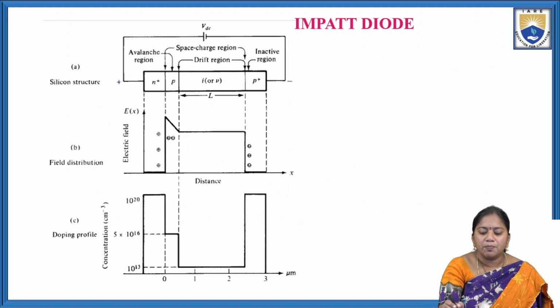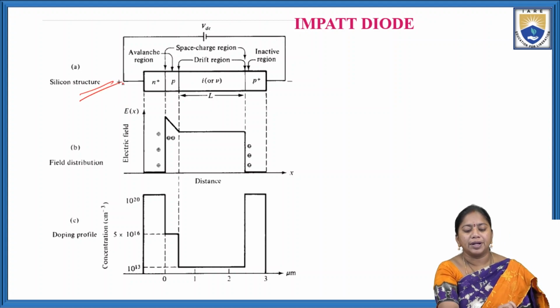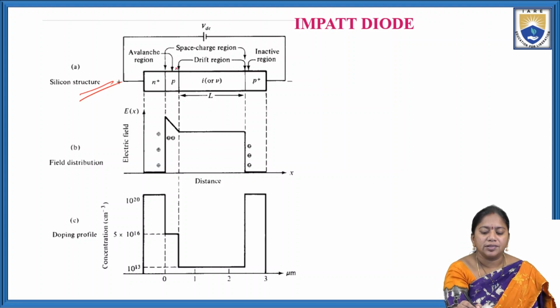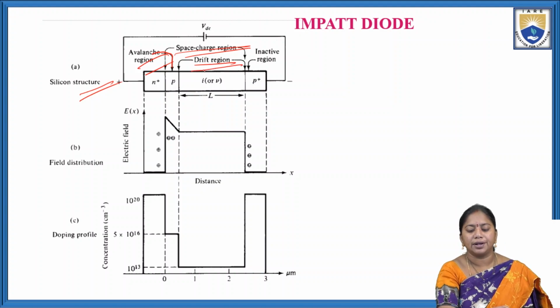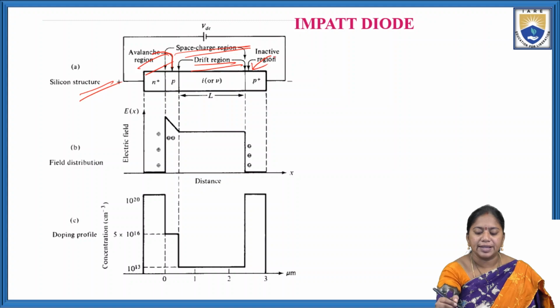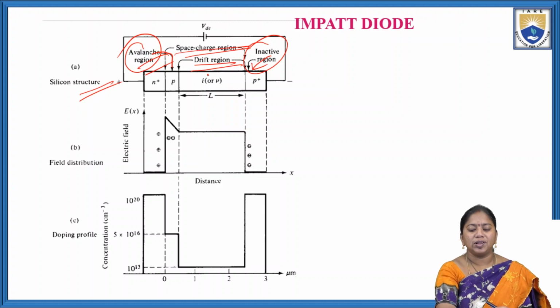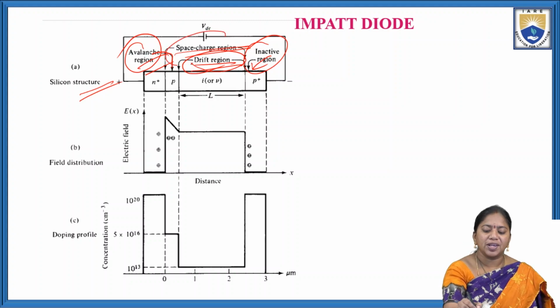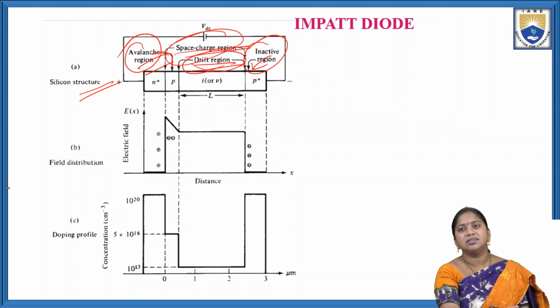This is the impact diode structure, fabricated using silicon. This arrow shows the avalanche region. In the middle is the space charge region, where the drift region is generated, and this is the inactive region. The depletion or space charge region is the avalanche region plus the drift region.